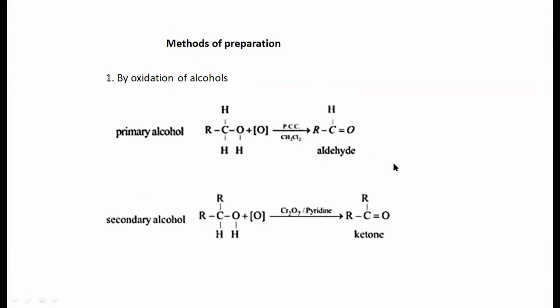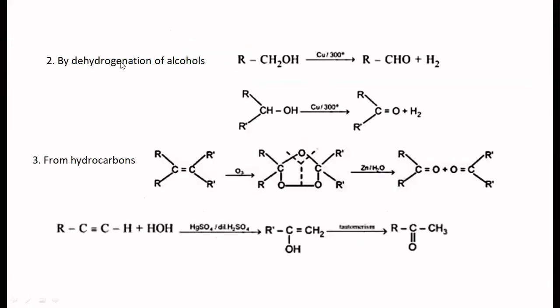So you have the second method, a very important method: dehydrogenation of alcohols, where the alcohol vapors are passed through a heated copper tube, where dehydrogenation happens. Aldehydes are formed if you use a primary alcohol. If you use a secondary alcohol, you are going to get a ketone. This is an important method.